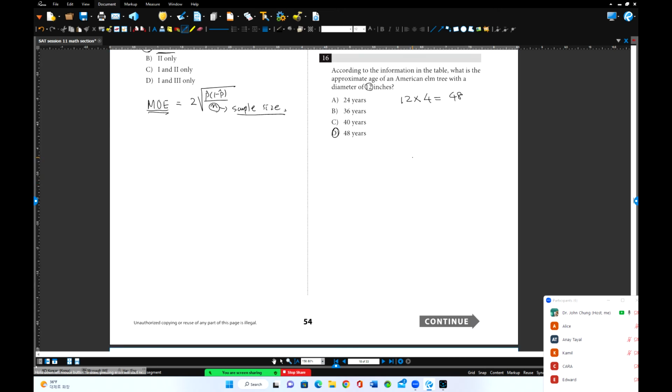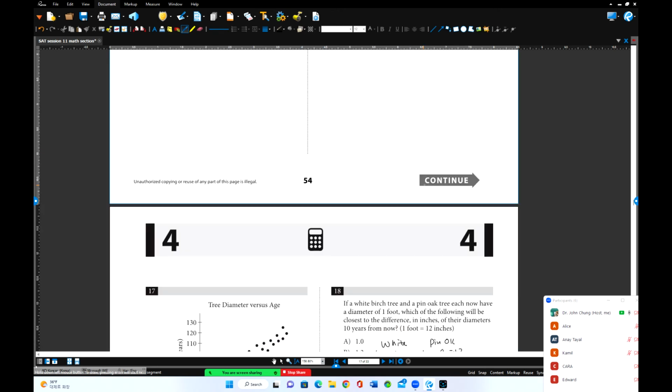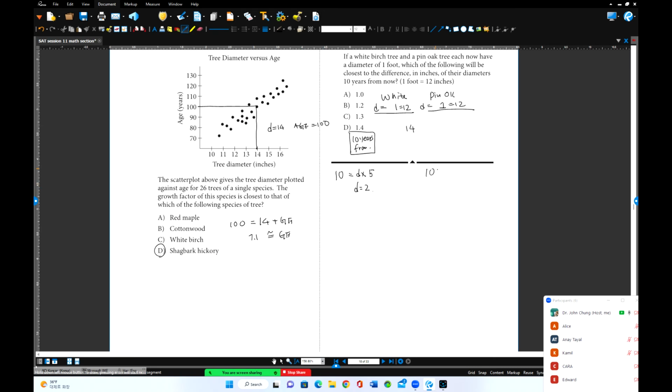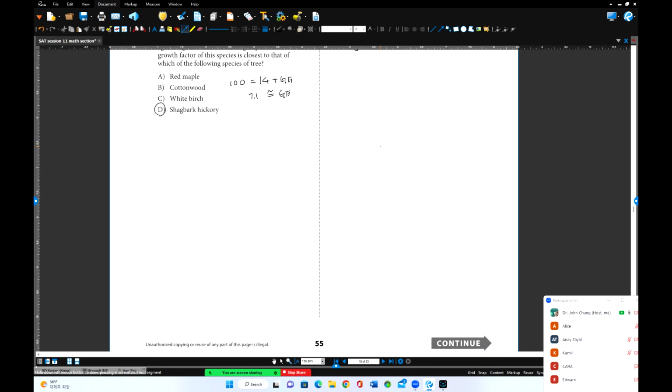So pin oak. Pin oak is 3.0, okay? 10 years, diameter times 3.0. So D equals what? 3.33, okay? 3.3. So when you add this one, how much is it? 15 plus 3.3, 15.3, okay? So how much difference? 1.3, right? After 10 years, one is 14, the other 15.3, okay? 1.3 difference, okay? Alright.